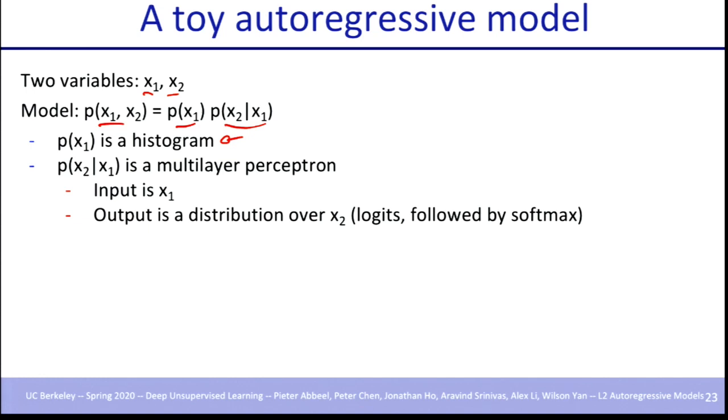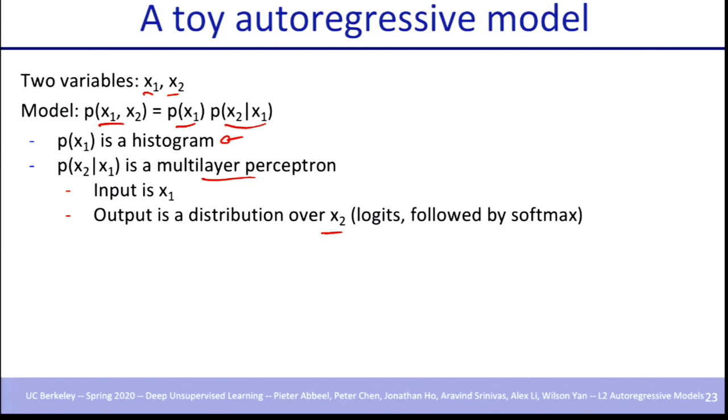Now, in principle, you could have a histogram for every possible value x1 takes on, but that would be very expensive, because now you have not just a histogram, but many, many, many histograms for just that one variable x2. So instead, we're going to parameterize it with a multilayer perceptron. And the output is going to be a distribution over x2, which could be, let's say, a softmax output if x2 has maybe 256 possible values, like a pixel value often has. Then you have 256 outputs. Softmax makes it normalized to 1.